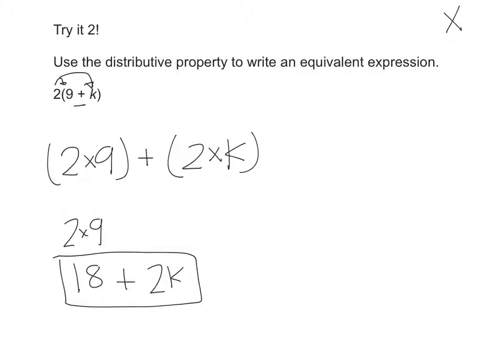It's all just talking about what are equal expressions. There's so many ways to write these expressions. It's important to know if what you've done is equal.